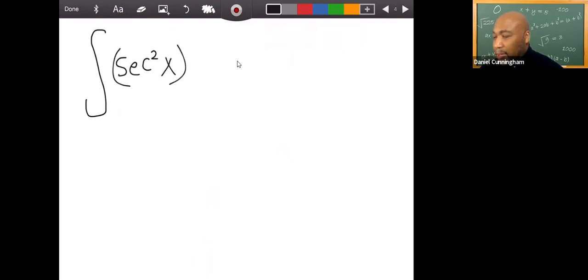Let's look at some trig functions. Let's say we integrate a trig function. So let's say we have the secant squared of x times the tangent of x dx. I'm going to add a little caveat to this one. I'm going to put a 2 in front of here.